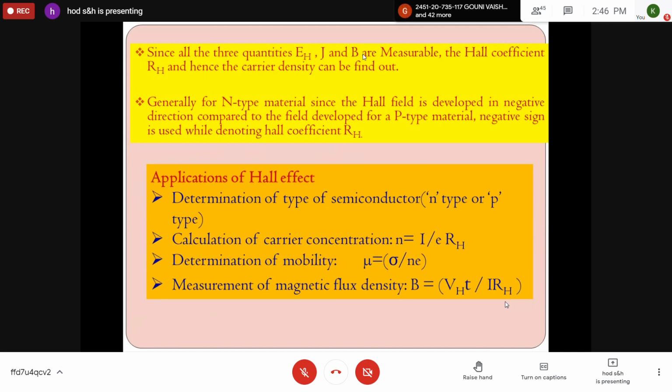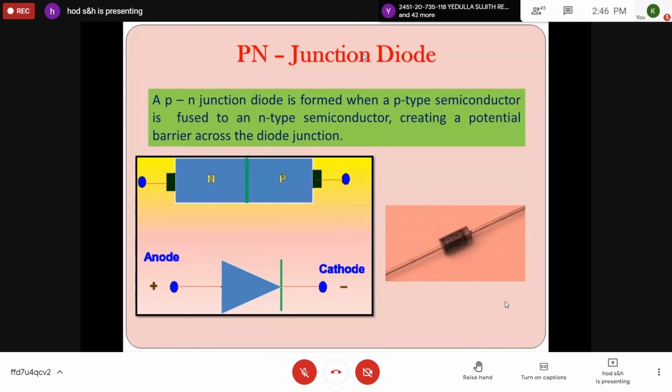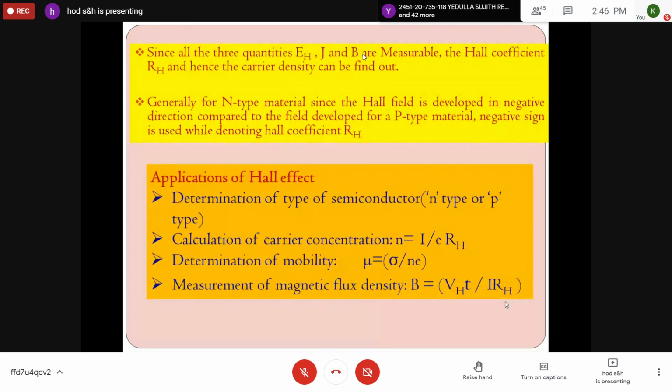Take this one. These are the applications of the Hall effect. In the Friday session, we'll interact with those. The only interactive session will be here. You can ask your doubts in Unit 1, Unit 2.